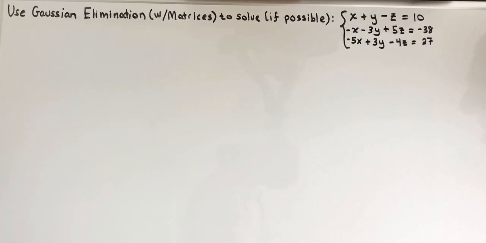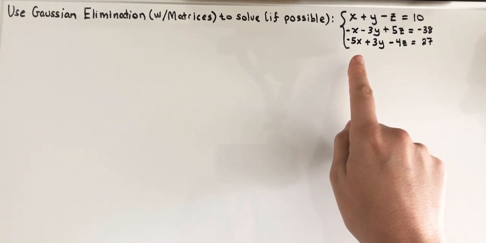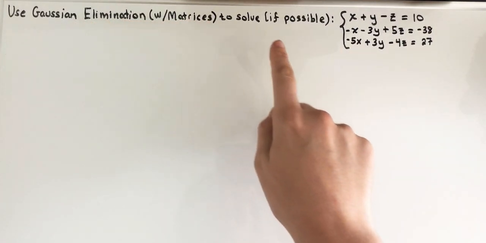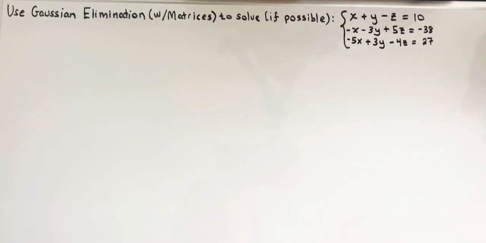Class, I wanted to make an example that's similar to your homework, where you're asked to solve a system of equations with three unknowns using Gaussian elimination with matrices, of course, if possible. So to begin, we would say we're going to rewrite our system of linear equations as an augmented matrix. So let me go ahead and do that.